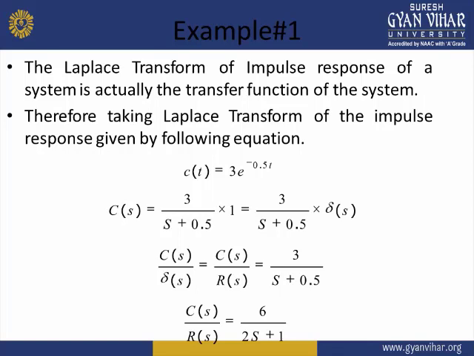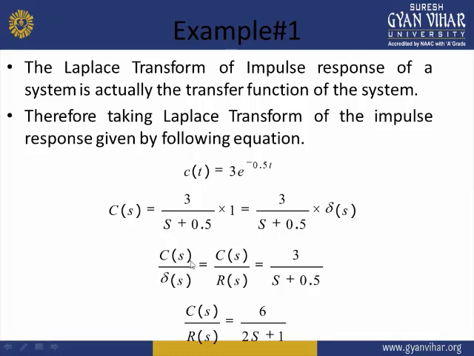Now, as the equation is given to you, c(t) = 3e^(-0.5t). So if I do the Laplace transform of this, I will get 3 upon s plus a, where a is 0.5, into 1. Why have I taken the 1 over here? Because this is the impulse response in the s domain, which is equal to this into delta(s).